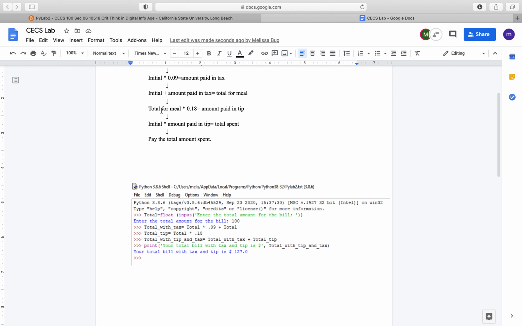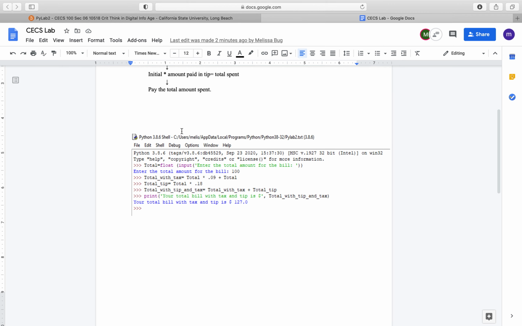Once you have the total cost for the meal, you would have to give an 18% tip in this scenario. So you can use the total cost that we just calculated, multiplied by the 18% tip, and then that's the amount you have to pay in tip. Once done with that, you can use the total cost for the meal and add it to the amount paid in tips, and then that should be your total spent.